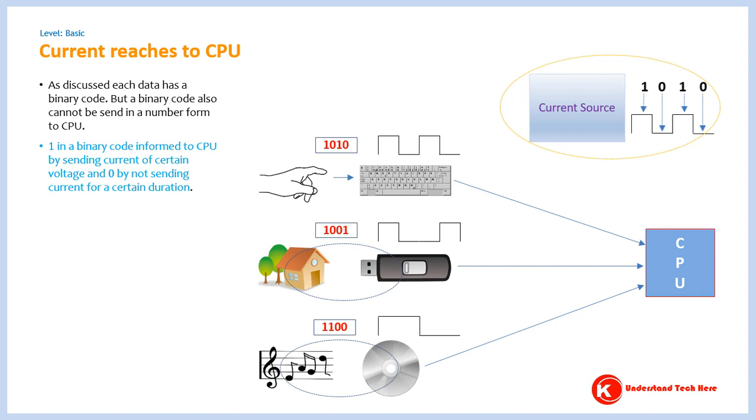With this system, this type of current would represent 1010, right? So if you send this type of current, that means you are in fact sending 1010. So this current is representing 1010.